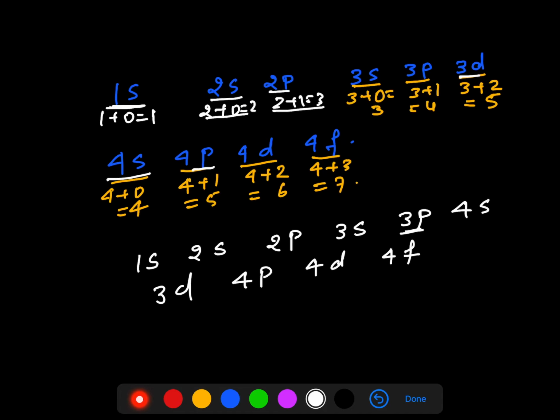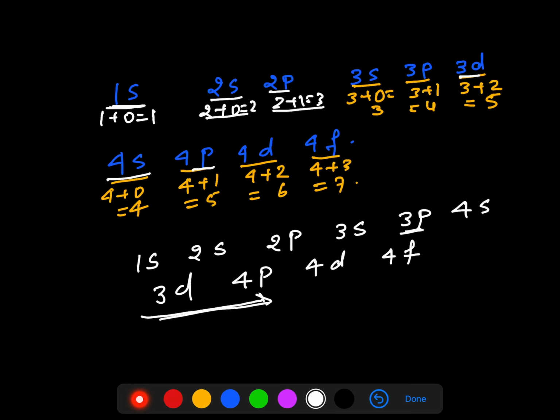Of course, between them, the fifth shell will also come. You can practice that yourself. You can write all the subshells, 5s, 5p, 5d, 5f, then 6s, 6p, 6d, 6f, find n plus l for all and then arrange them according to the n plus l value, according to the energy order. Okay, this is the energy order.